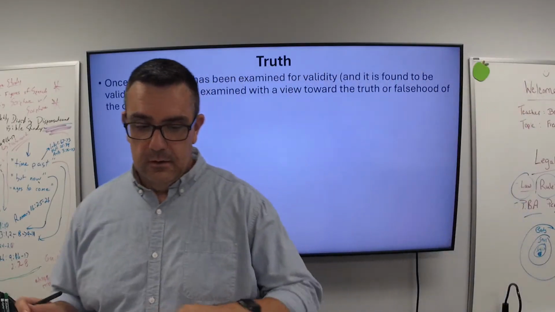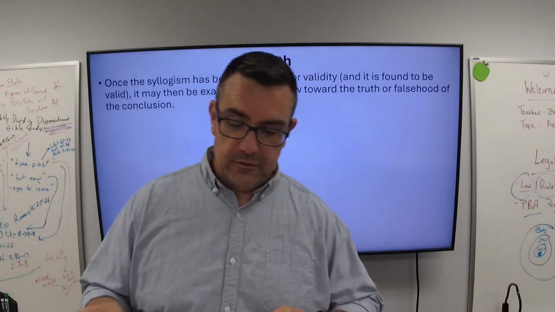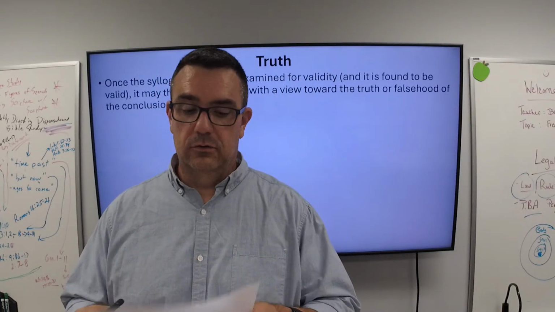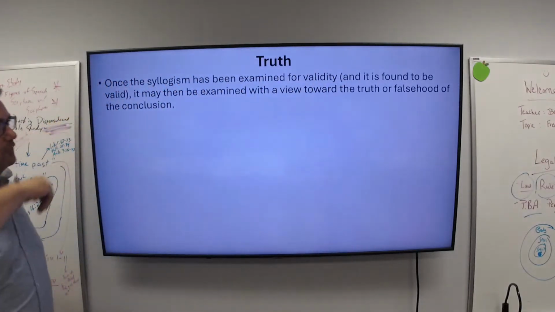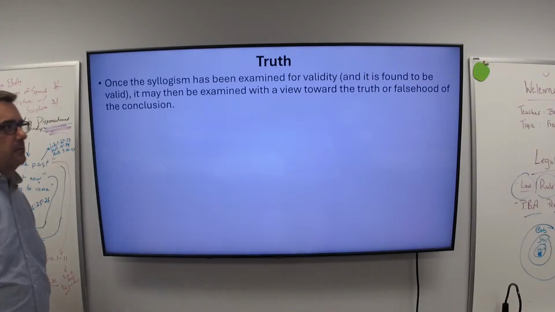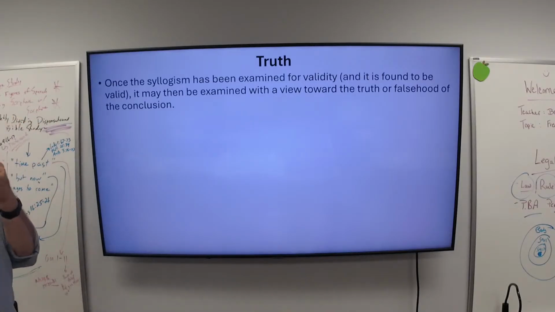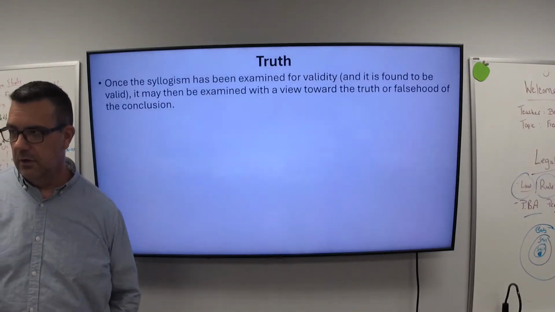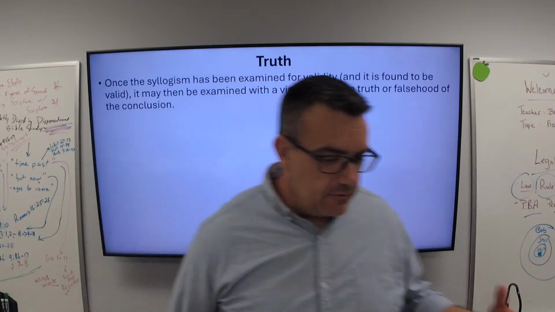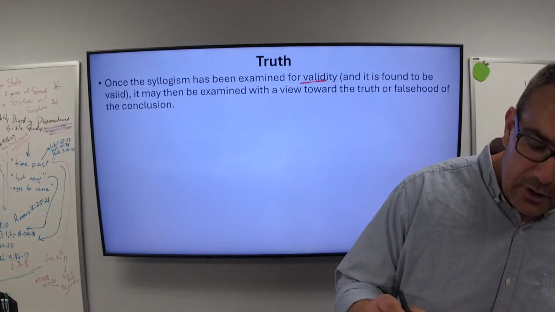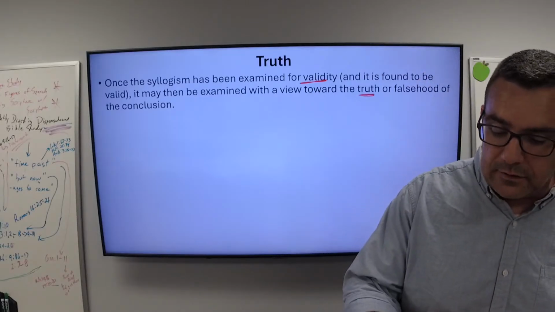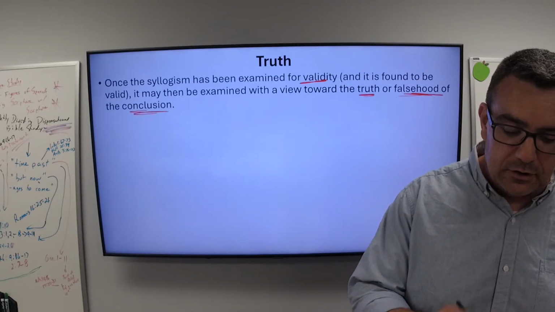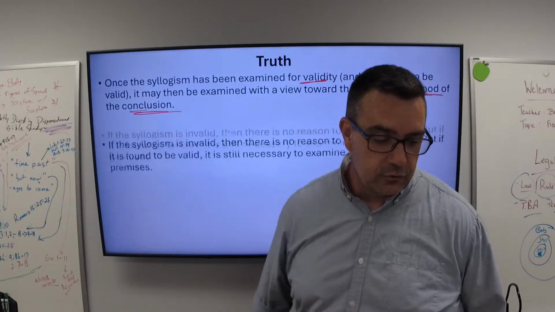Okay? So this would be your first slide, I believe, on page 2, correct? So once a syllogism has been examined for validity and it is found to be valid, it may then be examined with a view towards the truth or falsehood of the conclusion. Okay? So remember that validity is not the same as truth. We just got done talking about determining validity. Now what we want to do is focus on the truth or falsehood of the conclusion. How do we know the conclusion is true or false?